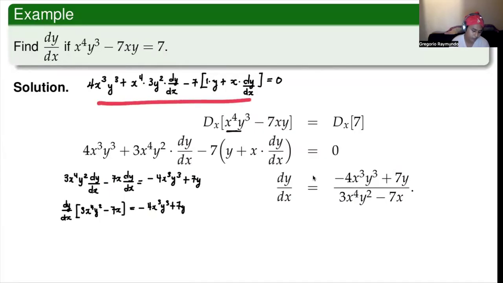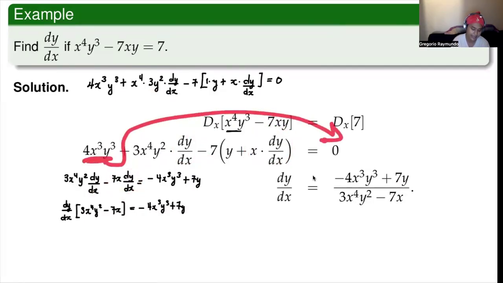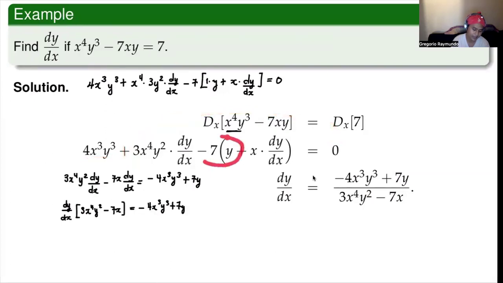Then we simplify, we get 4x cubed y cubed, plus 3, sinusulat natin na maganda siya, 3x to the power 4y squared times dy over dx minus 7y minus 7x dy over dx. So we simplify, lahat ng mga may dy over dx, iwan natin sa left-hand side. So we get 3x to the power 4y squared dy over dx minus 7x dy over dx is equal to, ito lipat natin sa kabila, right-hand side, pati ito lipat natin sa kabila, plus 7.